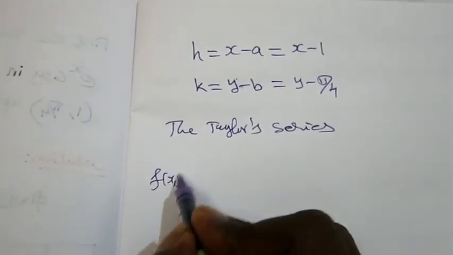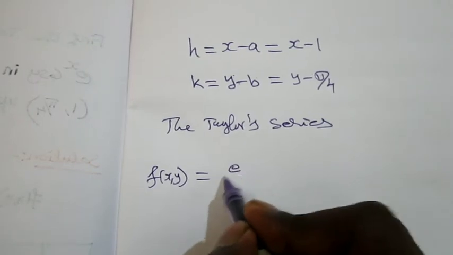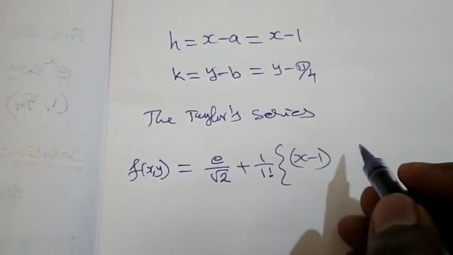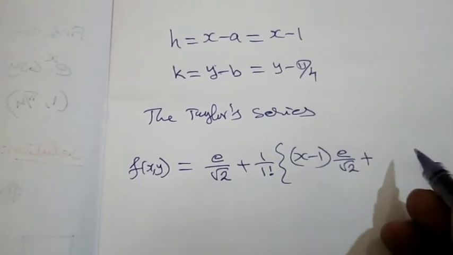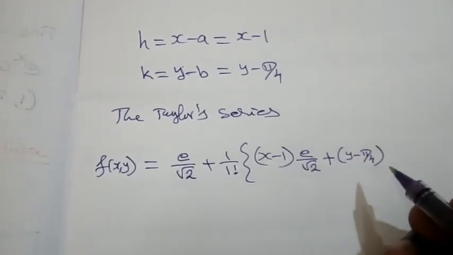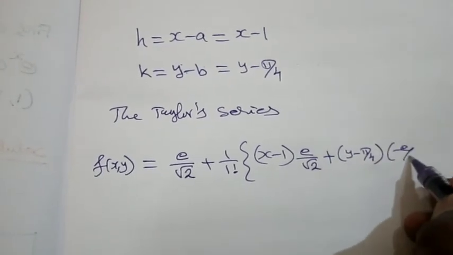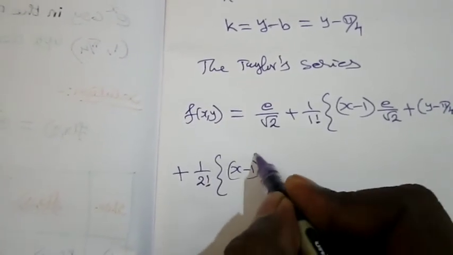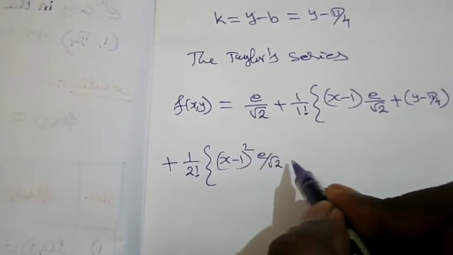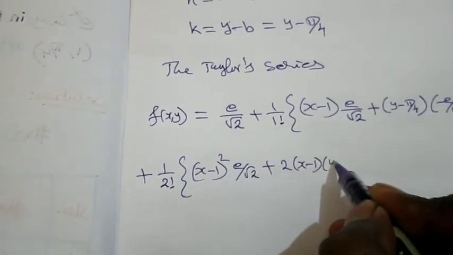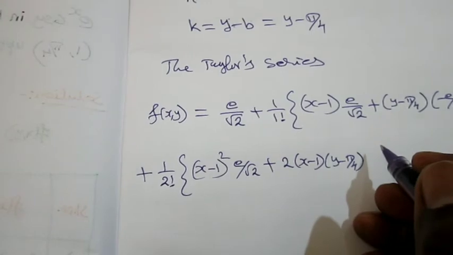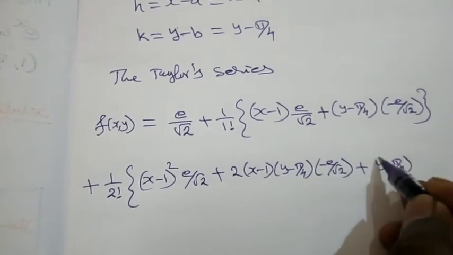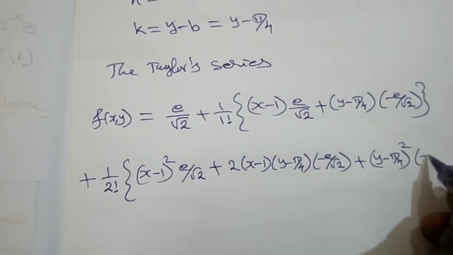f of x comma y is equal to f of a comma b, which is e by root 2, plus 1 by 1 factorial into h, which is x minus 1, h into fx of a comma b, e by root 2, plus k, which is y minus pi by 4, k into fy of a comma b, so minus e by root 2, plus 1 by 2 factorial into h square into fxx of a comma b, e by root 2, plus 2hk into fxy, minus e by root 2, plus k square, y minus pi by 4 the whole square, into fyy of a comma b, minus e by root 2.